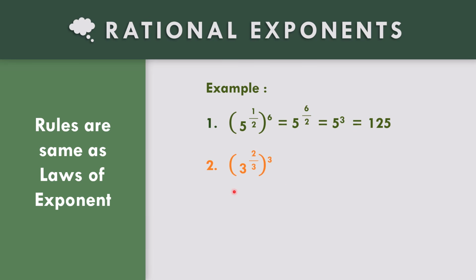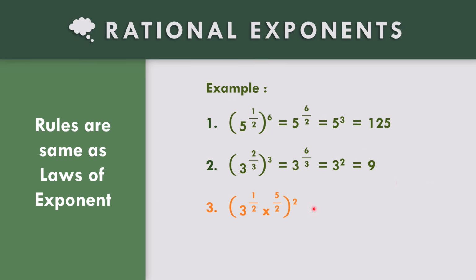How about number 2? The quantity 3 raised to 2 over 3, raised to the 3rd power. So it means copy the base 3. 2 thirds times 3, that is equal to 6 over 3. 6 over 3, that is equal to 2. So copy the base 3 and then 2. 3 squared, that is 3 times 3. The answer is equal to 9.